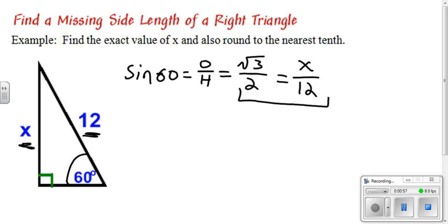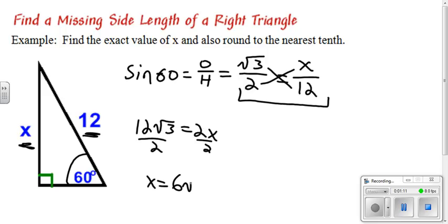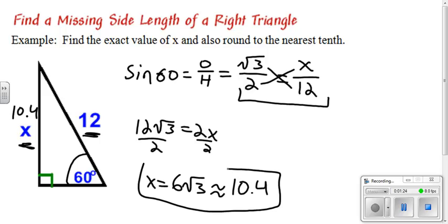We just cross multiply these. We have 12 root 3 equals 2x. Divide by 2 on both sides, and we are left with x equals 6 root 3, which, if you plug that into your calculator, should come to approximately 10.4. So this length over here is about 10.4. Thank goodness for trigonometry.